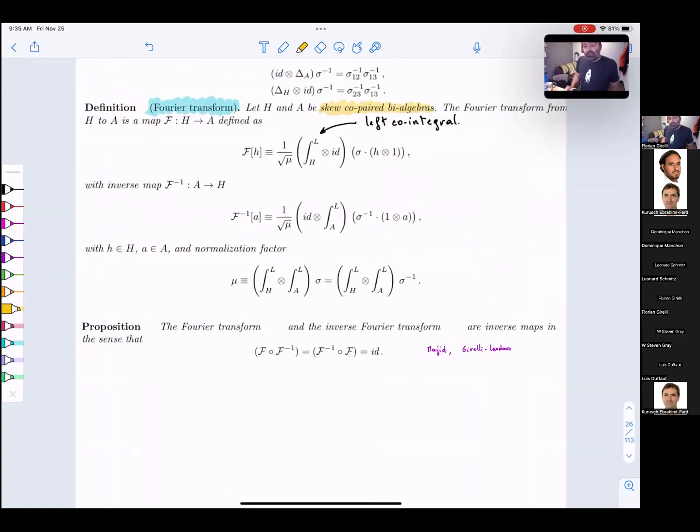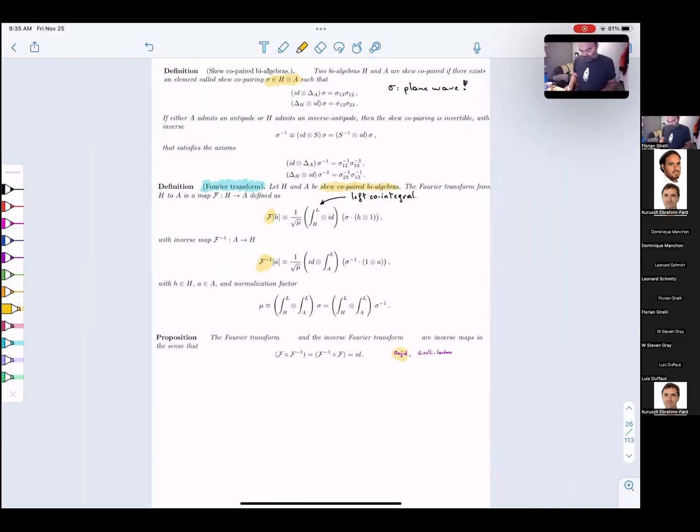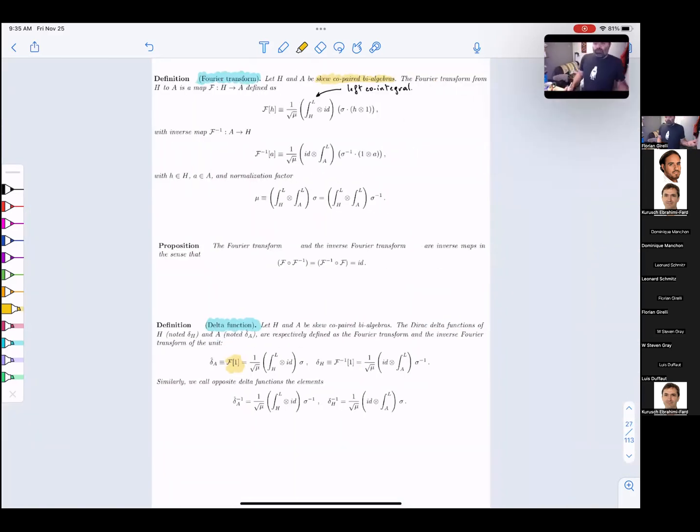Then you can prove that these two maps are basically inverse to each other. This was actually done in a specific case, probably pretty general, by Majid, and we just reformulated what he did in terms of the sigma picture. If you have a plane wave, then you can also introduce a delta function, and the delta function is just the Fourier transform of the unit, the constant function 1. So we're just doing the integral over the plane wave. That's what we call the delta function.